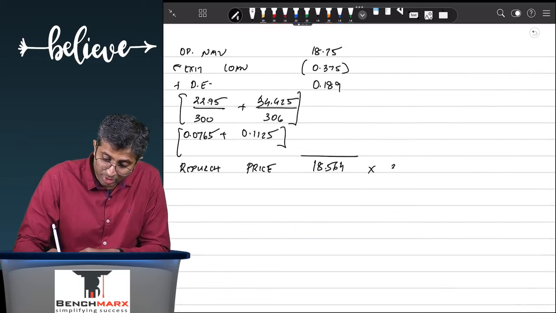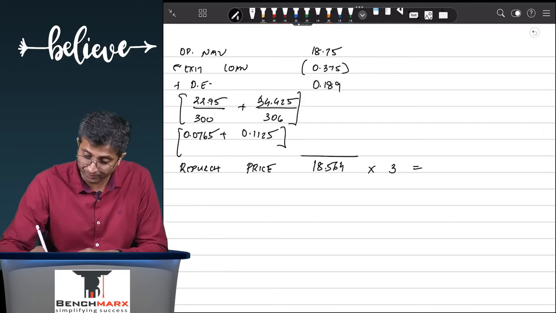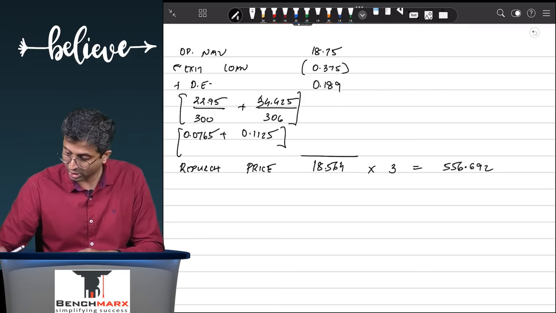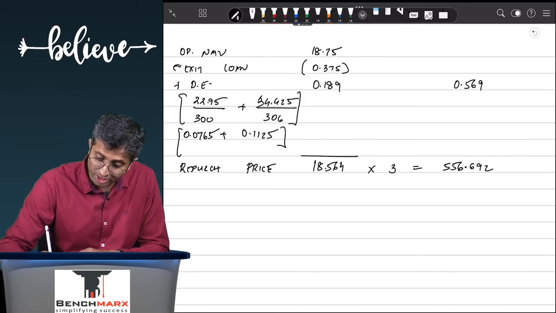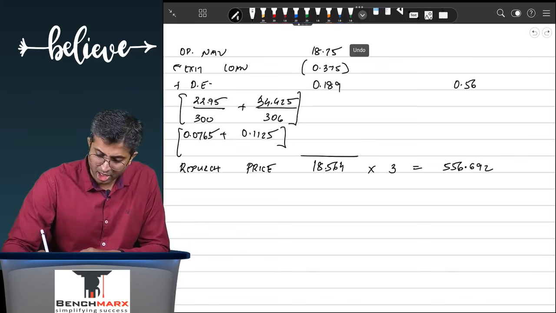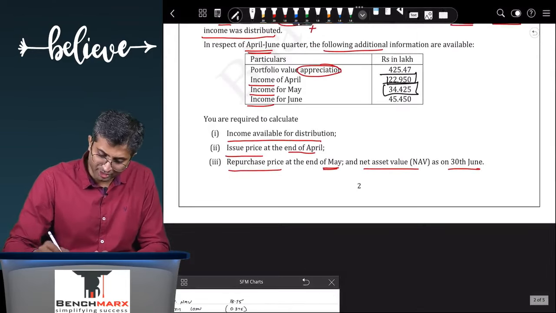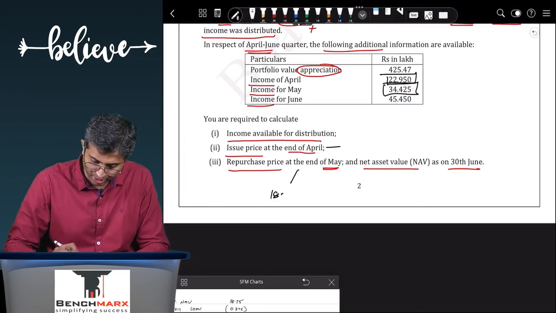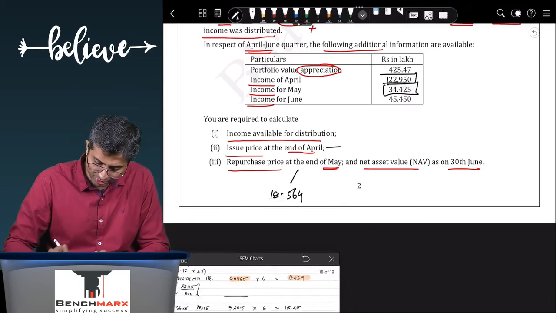This is again to be paid to 3 lakh unit holders. So into 3 will be the cash outflow. So that's 556.692 is what you have to pay, out of which 0.189 into 3, that is 0.567, is paid towards dividend equalization. Now this will take care of the first two parts of the question, where you are asked the issue price as well as repurchase price. Your repurchase price was I think 18.564 and the purchase price was I guess 19.2015.